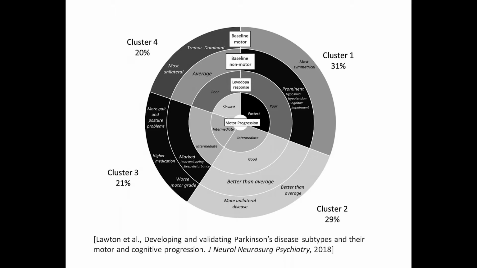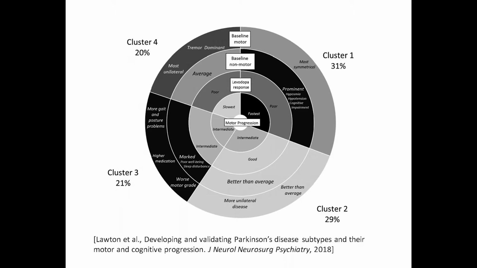So let me walk you through this figure so you see how to interpret it. Parkinson's patients can be measured in terms of a few different axes. You could look at their motor progression. So that is shown here in the innermost circle. And you see that patients in cluster 2 seem to have intermediate level motor progression. Patients in cluster 1 have very fast motor progression. It means that their motor symptoms get increasingly worse very quickly over time.